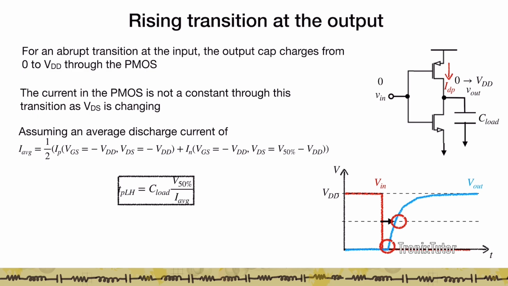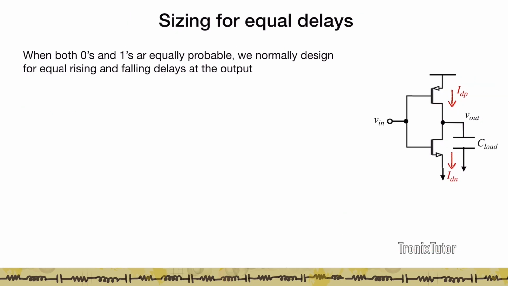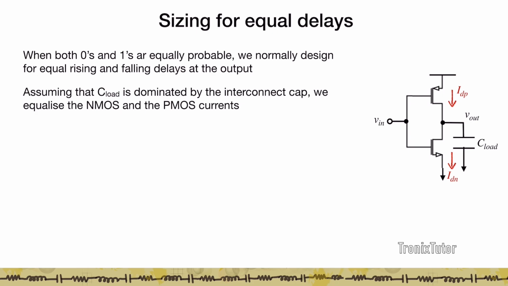So again, this is a very simple first order measurement of the delay, but this gives us very interesting insight into how we should design the inverter. So for example, let's assume that both zeros and ones are equally probable, right? So if we know that this node can either swing to 0 or 1 at any time, we probably want to design this inverter so that both the rising and the falling delays are equal, right? That is, there is no bias between a 0 or a 1.